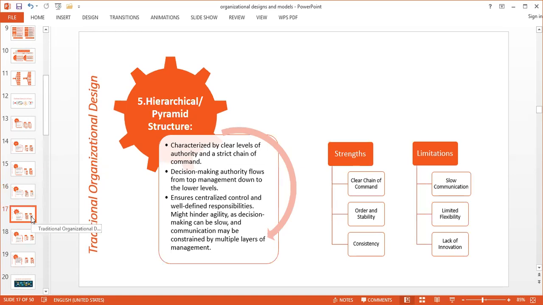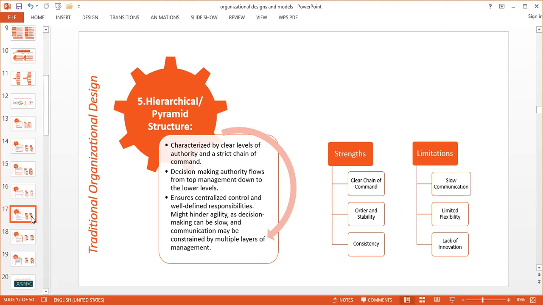Fifth one is pyramidal structure, characterized by clear levels of authority and strict chain of command. Decision making authority flows from top management down to the lower levels, ensures centralization, control, and well defined responsibilities, but might hinder agility and decision making. Can be slow, and communication may be constrained by multiple layers of management.